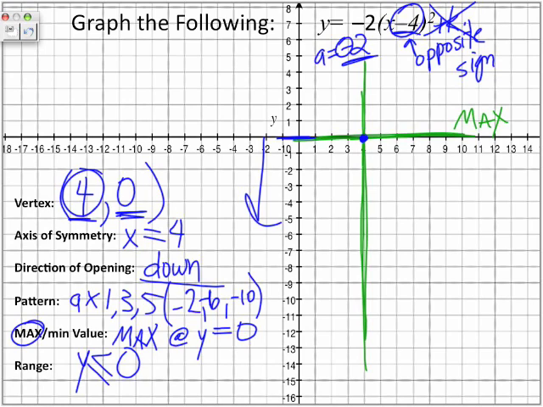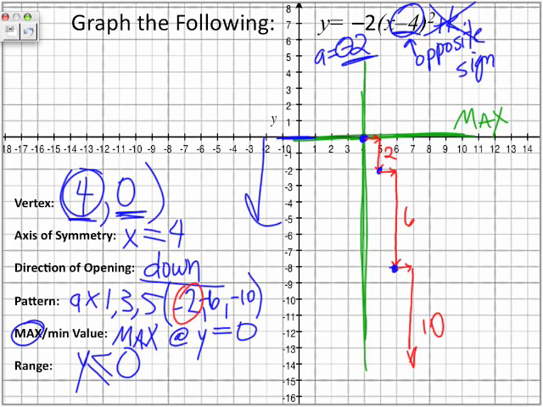So let's use our pattern now. From here, we're going to move to the right 1, down 2, and we're going to plot our point. Okay, there's our point. We're going to go to the right 1, down 6. 1, 2, 3, 4, 5, 6. Okay, and we're going to plot our point. We're going to go to the right 1, and obviously we're not going to have room, but if we did, we'd have to go down 10 units.